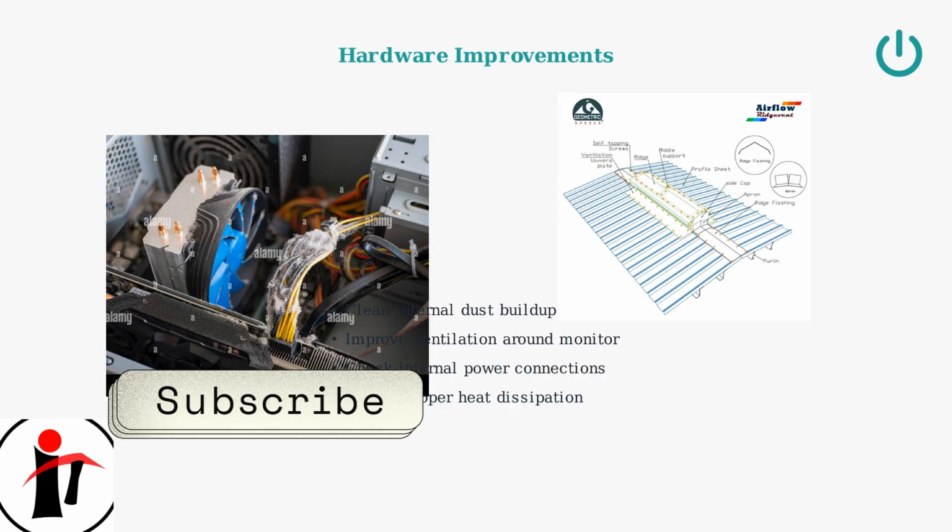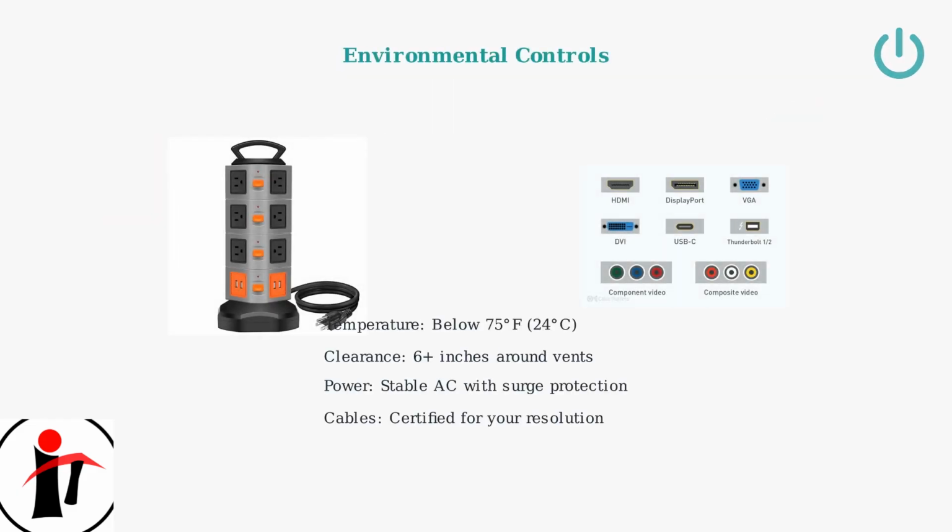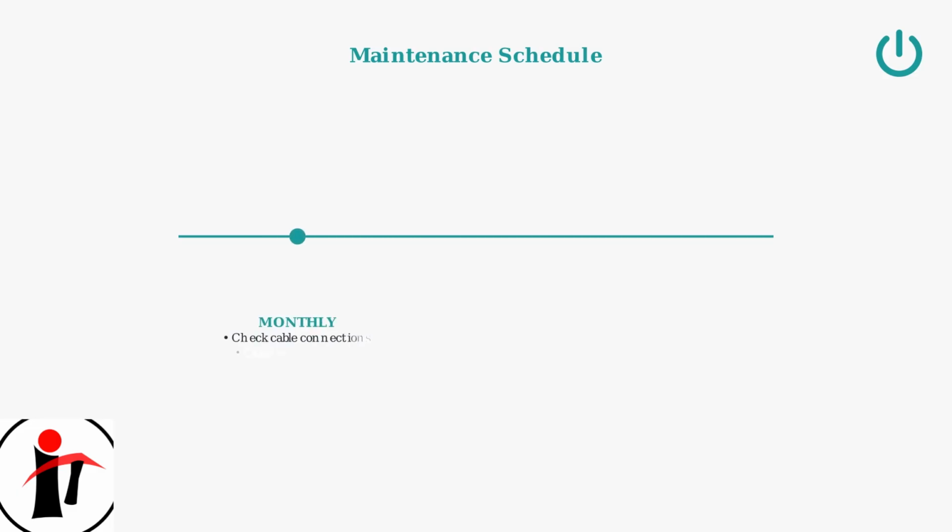Poor airflow and dust buildup are major causes of overheating, which triggers the monitor's thermal protection and causes unexpected shutdowns. Environmental controls are crucial for long-term reliability. Maintain ambient temperature below 75 degrees Fahrenheit, use certified cables rated for your resolution, and ensure stable AC power with surge protection. Establish a regular maintenance schedule to prevent future issues.